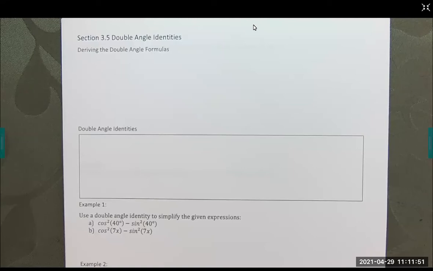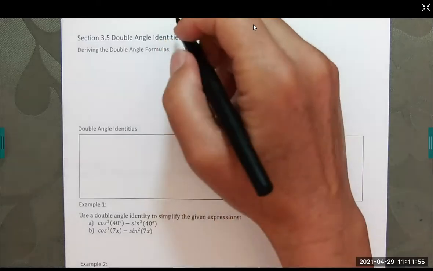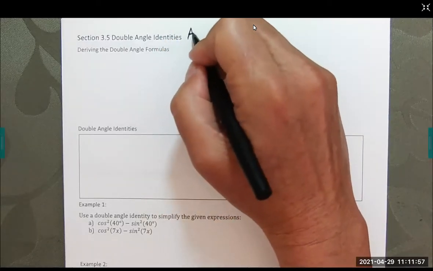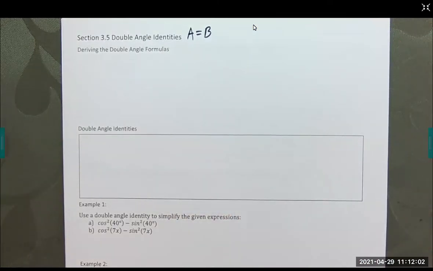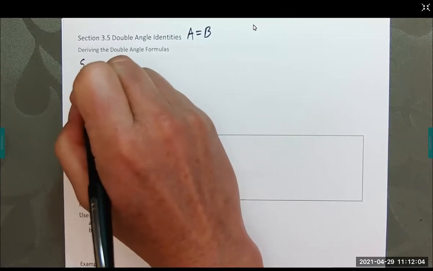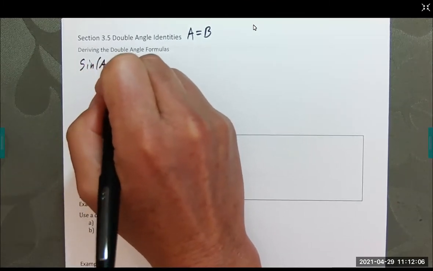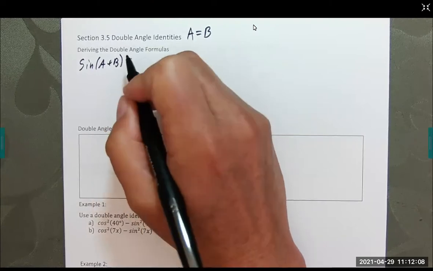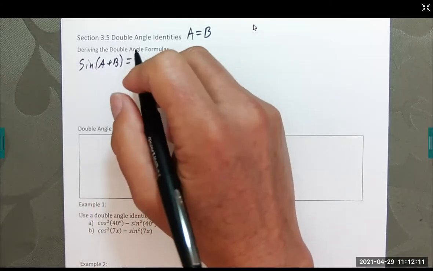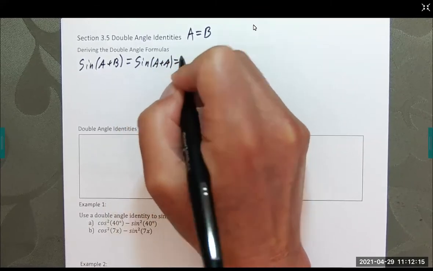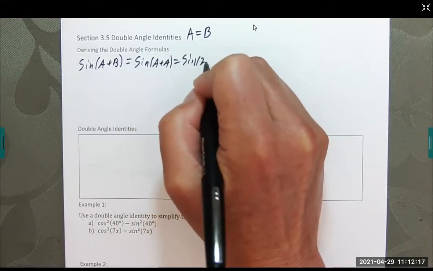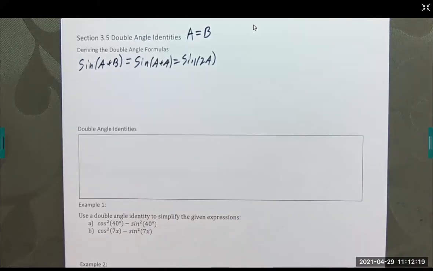All right, well, today we're going to focus on double angle identities, and the whole scheme behind this is that we are assuming that angle A is the same as angle B. So when we take something like the sine of A plus B, and A is B, then what we're saying is the sine of A plus A, or the sine of 2A. And here's our double angle.